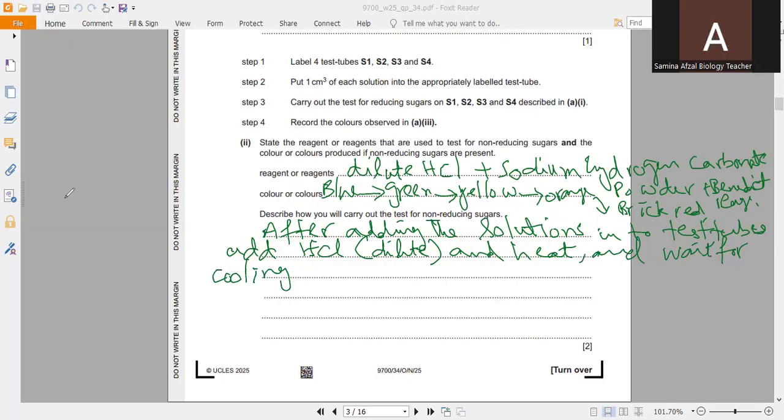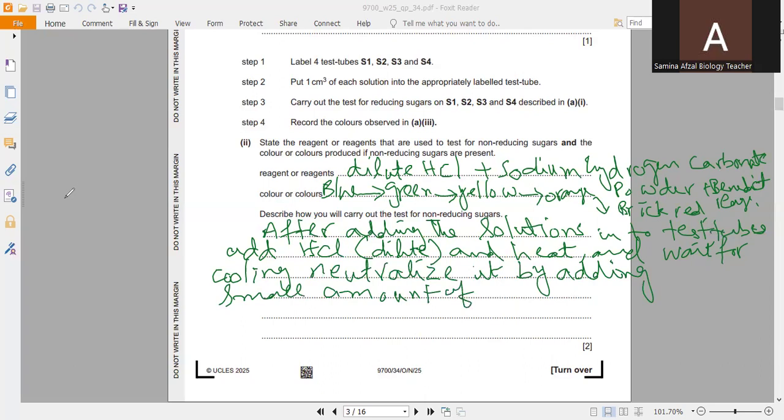So after cooling, neutralize it by adding a small amount of sodium hydrogencarbonate powder until bubbling stops, because it will produce bubbles which show the process of neutralization. So when it stops, then you can carry out the Benedict test.